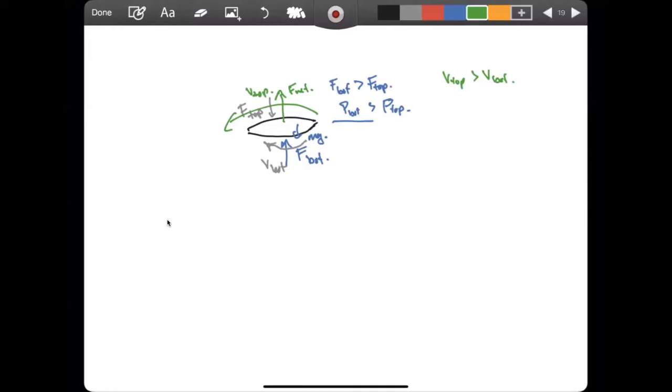But that wobbling then will always push it back to the position of lowest pressure. So it turns out that objects always want to go from a high pressure to a low pressure.